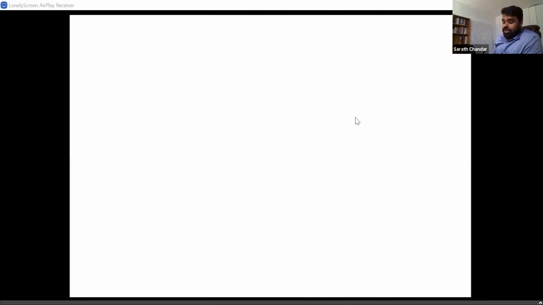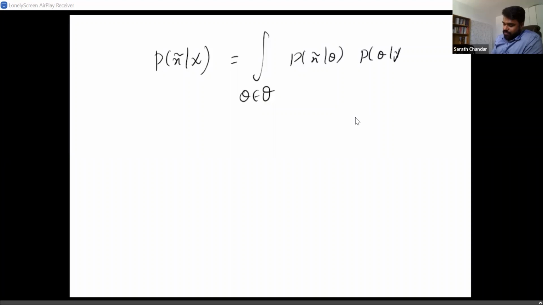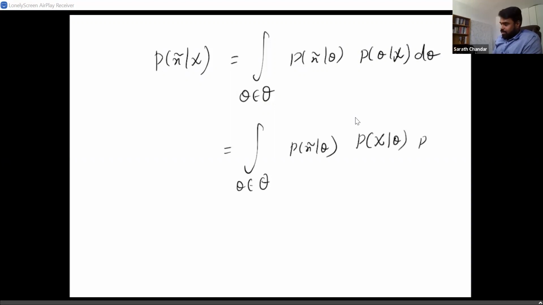But once you do this, then you can actually compute P of x given X in a different way. It's going to be the integral over theta of P of x given theta, P of theta given X. So I can just write this as the integral over theta belonging to capital Theta, P of x given theta, P of capital X given theta, P of theta divided by P of X, d theta. Okay.